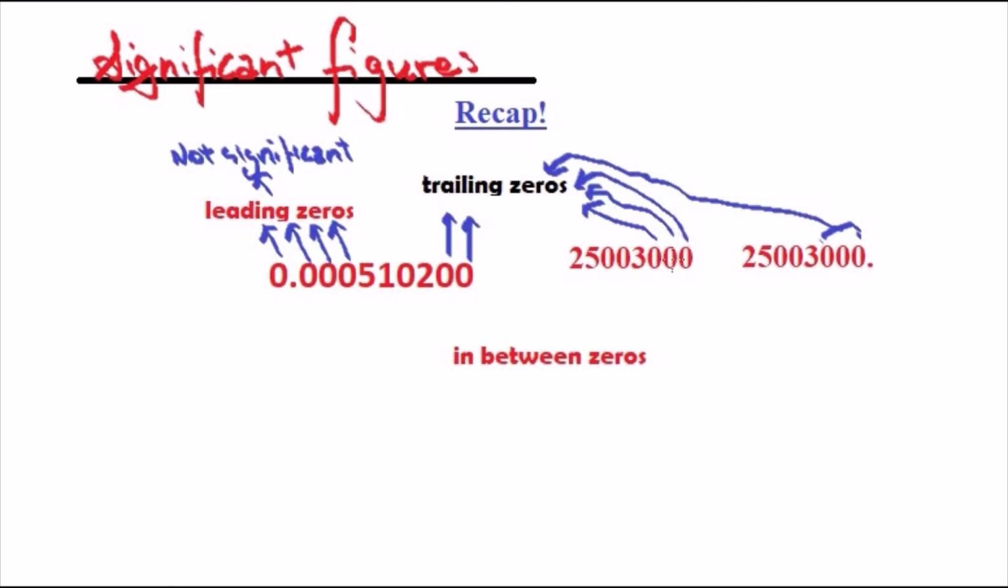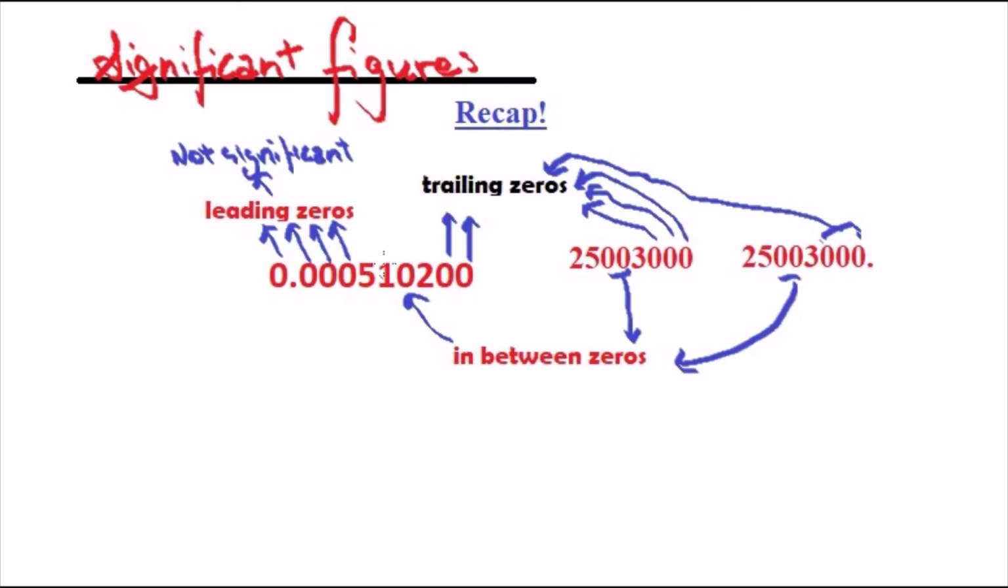These trailing zeros are not significant. Why aren't they significant? Because they are at the end of a whole number without a decimal point. And in this case, these trailing zeros are significant because they are at the end of a whole number with a decimal point at the end. And looking at our in-between zeros, they're all significant.